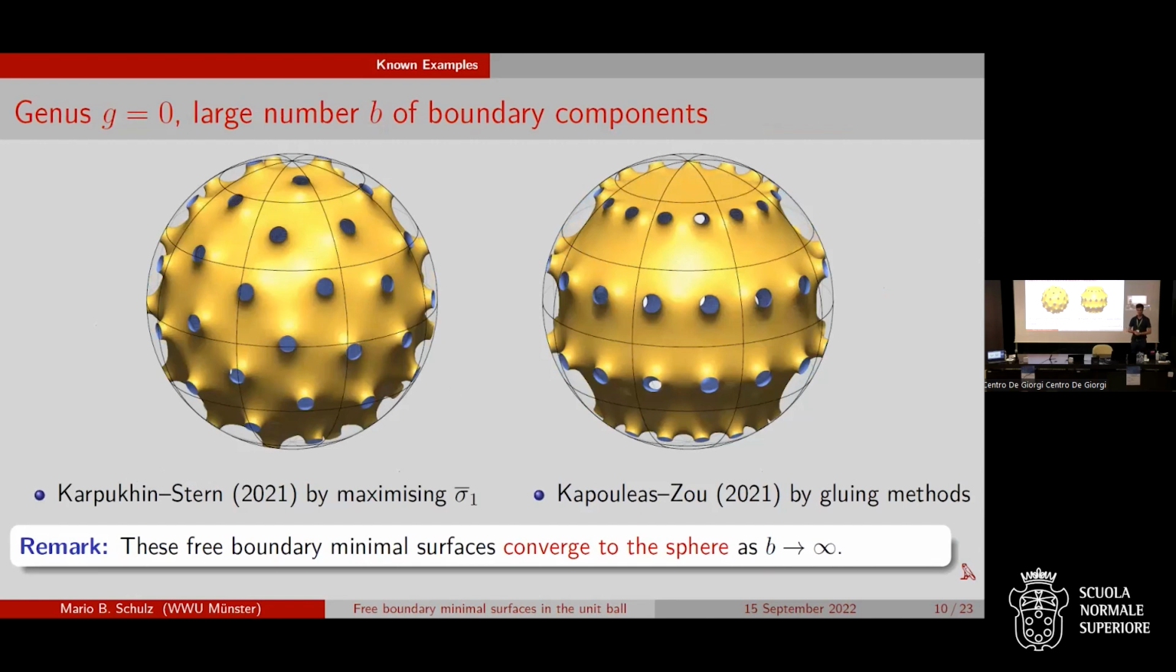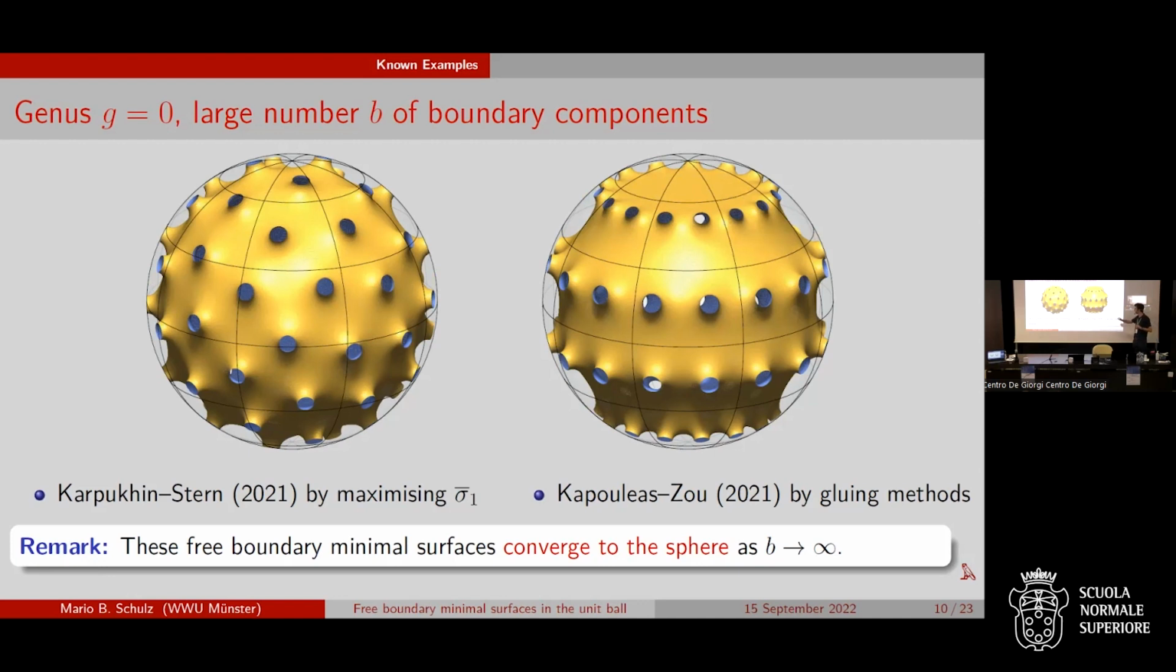Yet another example: a very interesting work of Karpukhin and Stern. They went back to the idea of maximizing the Steklov eigenvalue in the genus 0 case and showed that the surfaces will be in the 3-ball, and the boundary components will somehow be distributed homogeneously across the sphere. So maximizing the first Steklov eigenvalue in the genus 0 case will lead to surfaces which have boundary components homogeneously distributed on the sphere in some configuration, and if you let the number of boundary components go to infinity, they will eventually converge to the sphere. It's a funny situation: minimal surfaces converging to a sphere. But of course, the boundary components become dense, so it's not a contradiction.